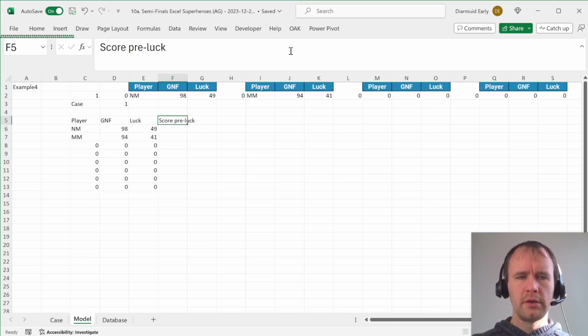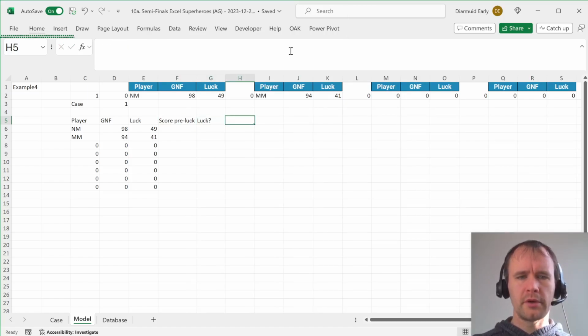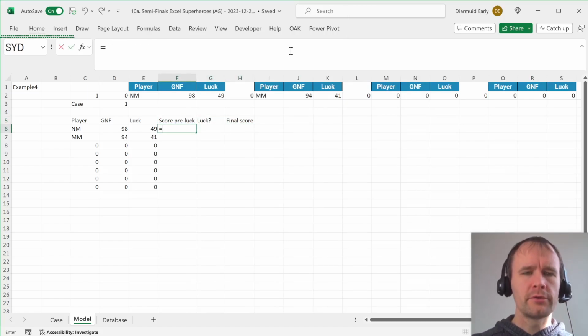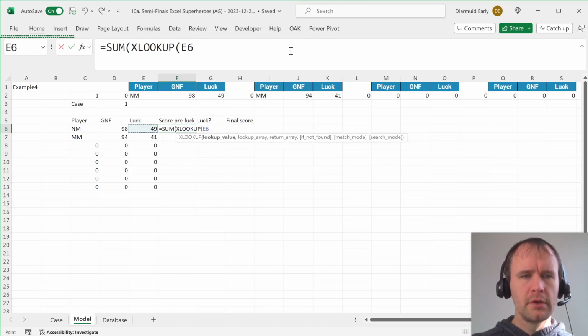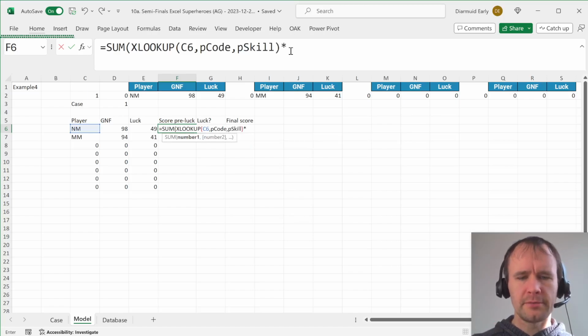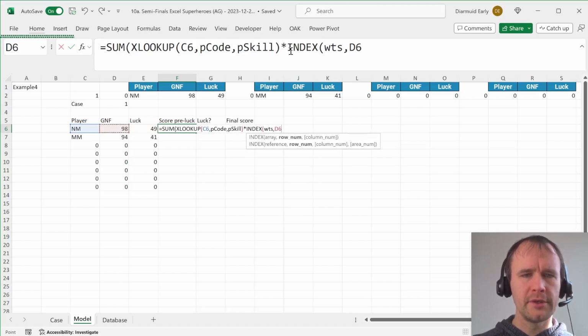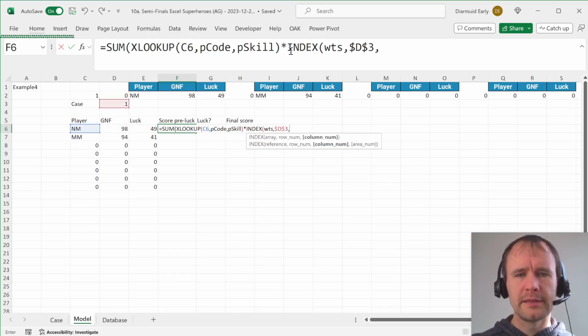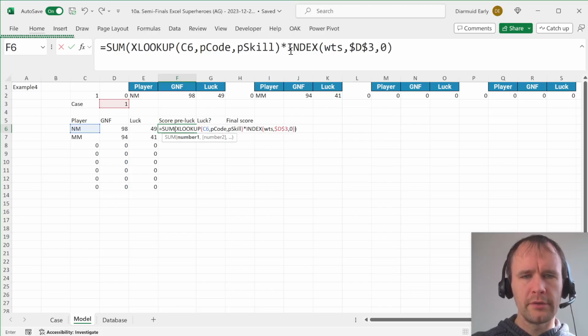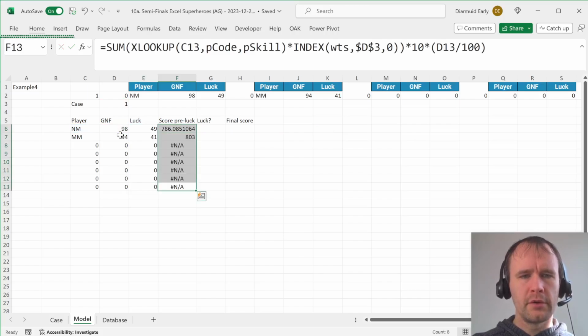score pre-luck, luck question mark, and then final score. So score pre-luck is going to be, I'll just do it again, sum of XLOOKUP, this in pcode, returning from pskill. This is just on the cusp of where it might make sense to have written a lambda. I think in the competition it probably doesn't. So that, column number 0. So we sum all of those, multiply by 10, multiply by game night factor over 100. And that is the score pre-luck.